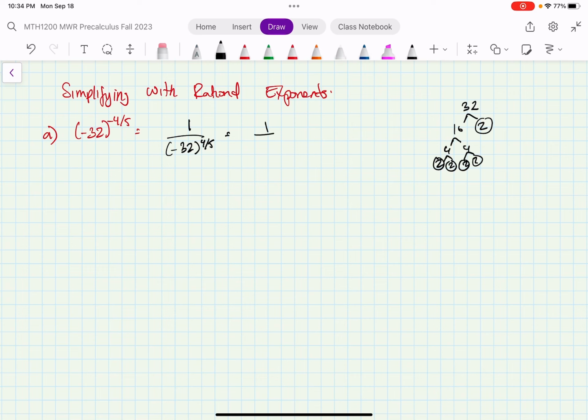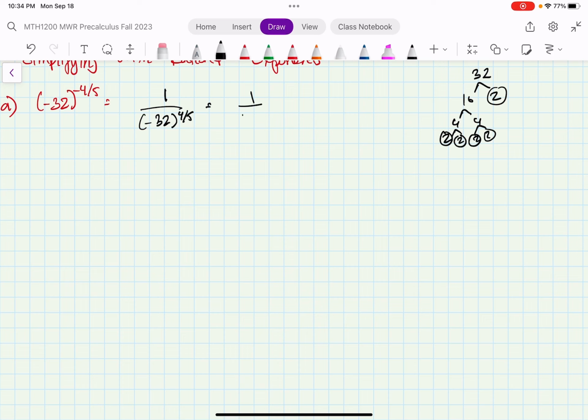When I look at this, since it's negative 32, it's going to be a negative. I'm just going to rewrite it like this so you can see what I'm talking about. This is the 5th root, and then raise that to the 4th power. The 5th root of negative 32 is negative 2. Then if I raise that to the 4th power, it's going to be a positive number because I'm raising it to an even power. So that is going to be 16. So it's 1/16.